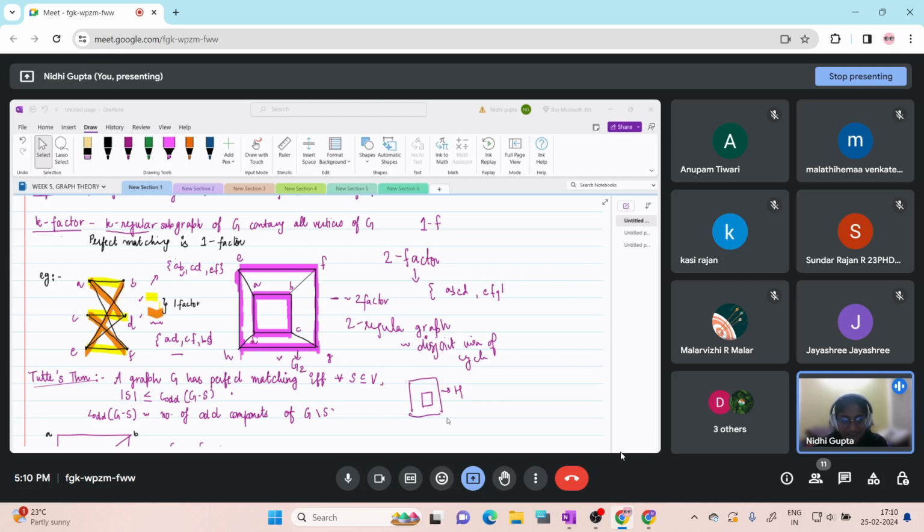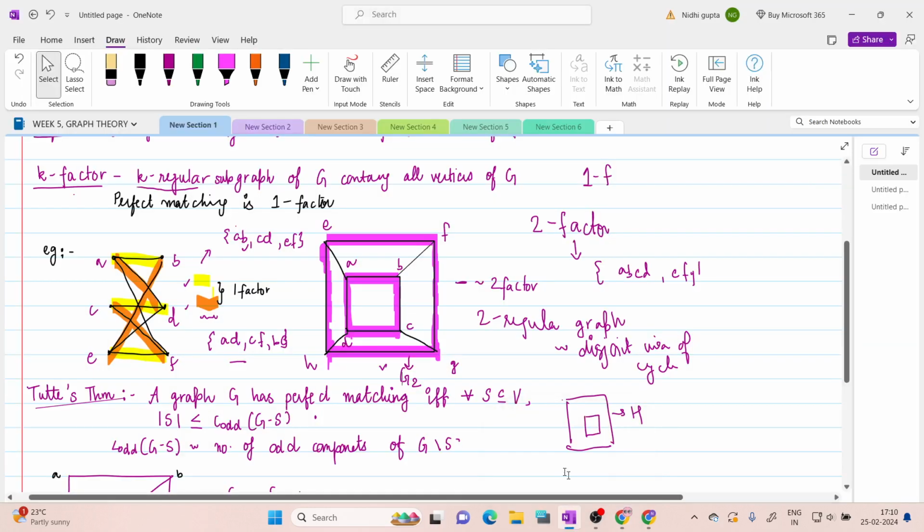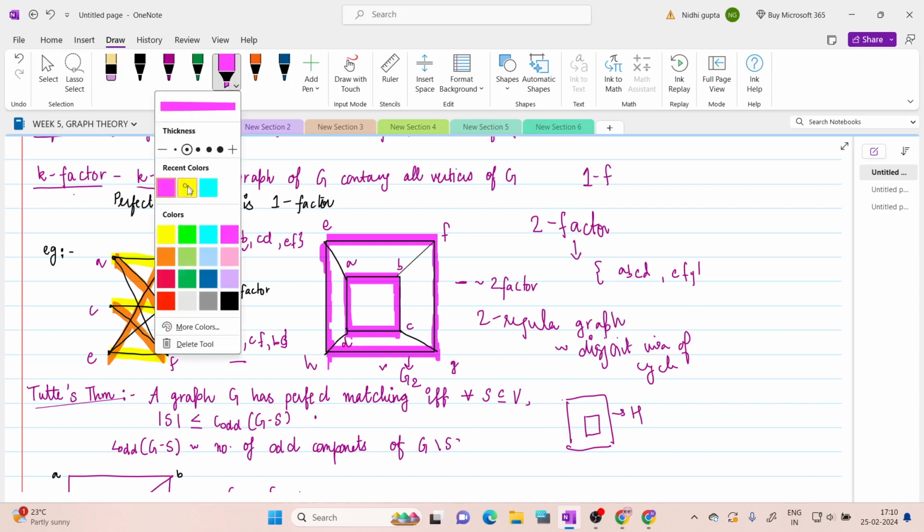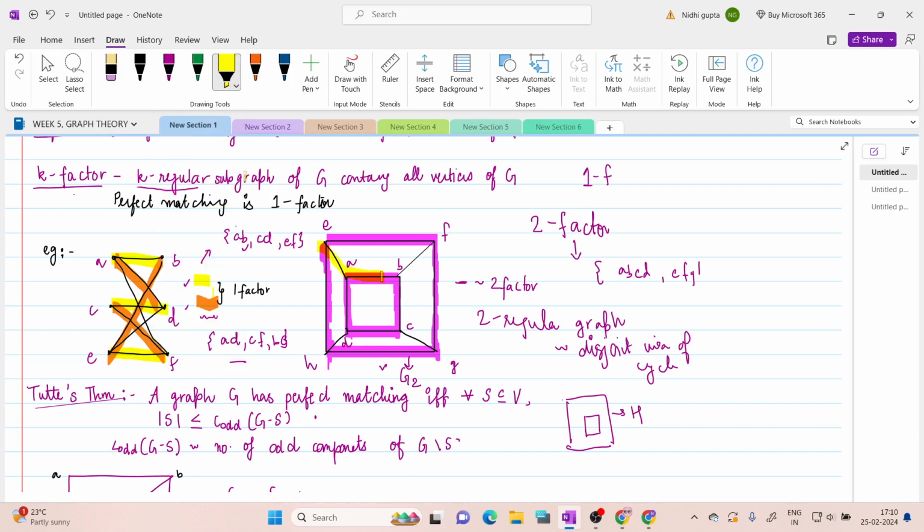So can you give me another example of a two factor in this graph? A, B, F, E. Okay, good. And D, C, G, H. A, B, F, E and D, C, G, H. Yes. So his example is basically H prime is this.